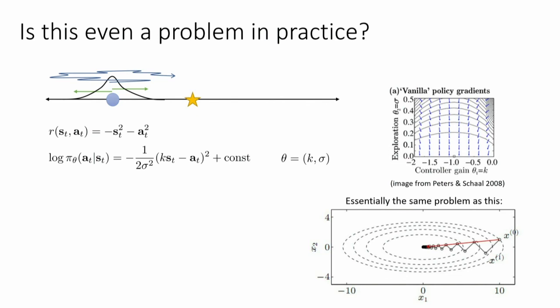But it's not a pathological problem. It's actually a very simple, very logical policy for a very simple reinforcement learning problem. So this is very bad, and we use these normal distributions all the time. So we should be very worried about this.